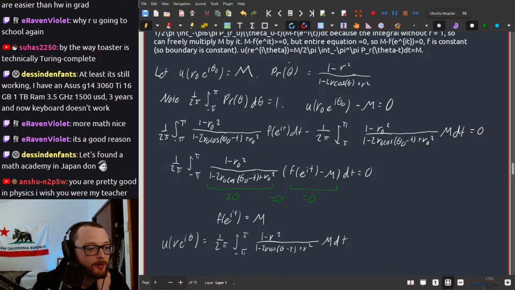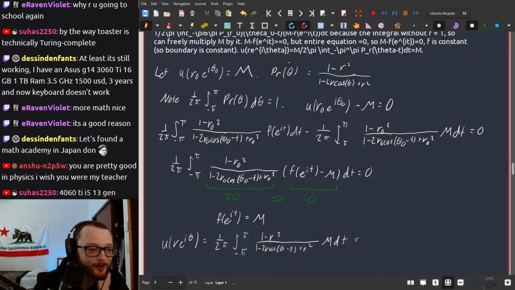This is still working. I have an Asus G14 with a 3060 Ti. You'll see, 3 years now. Keyboard doesn't work? Well, that's not good. My computer's a lot older than that, though. My computer's like 8 years old or so.